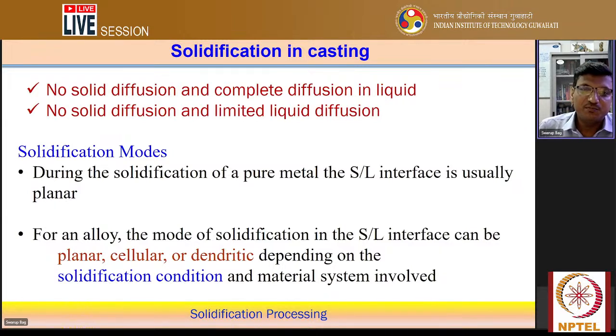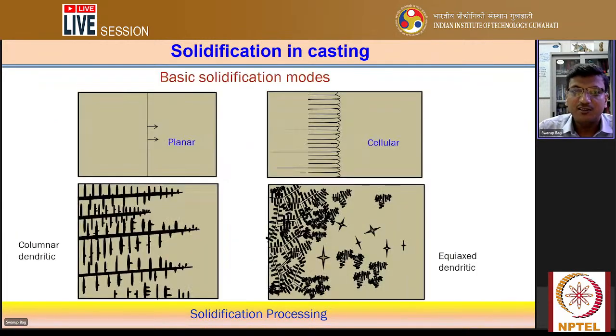In the case of a pure metal, the solid liquid interface is usually planar, but in the case of an alloy system, the solid liquid interface can go into planar mode, cellular mode, or dendritic mode, depending upon the solidification conditions and what kind of material system, basically alloy system, we are considering. Based on that, different modes of solidification might occur. So here we'll try to explain those modes.